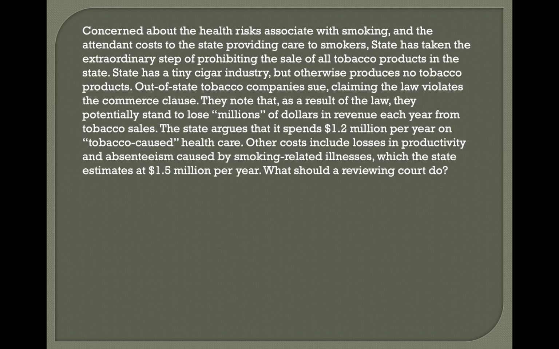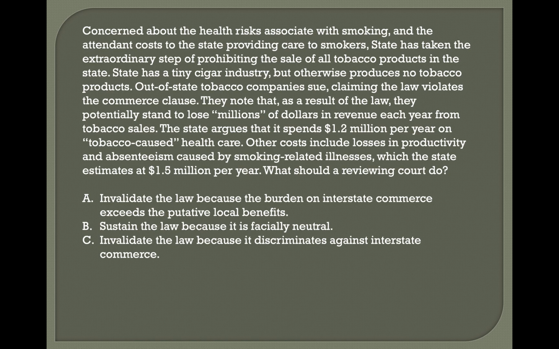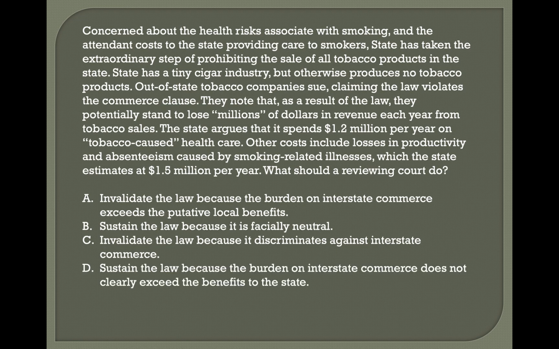You might want to pause and read that question again so that you have a clear sense of what the facts are and what's being asked. So what should a reviewing court do? A, invalidate the law because the burden on interstate commerce exceeds the putative local benefits. B, sustain the law because it is facially neutral. C, invalidate the law because it discriminates against interstate commerce. Or D, sustain the law because the burden on interstate commerce does not clearly exceed the benefits to the state.